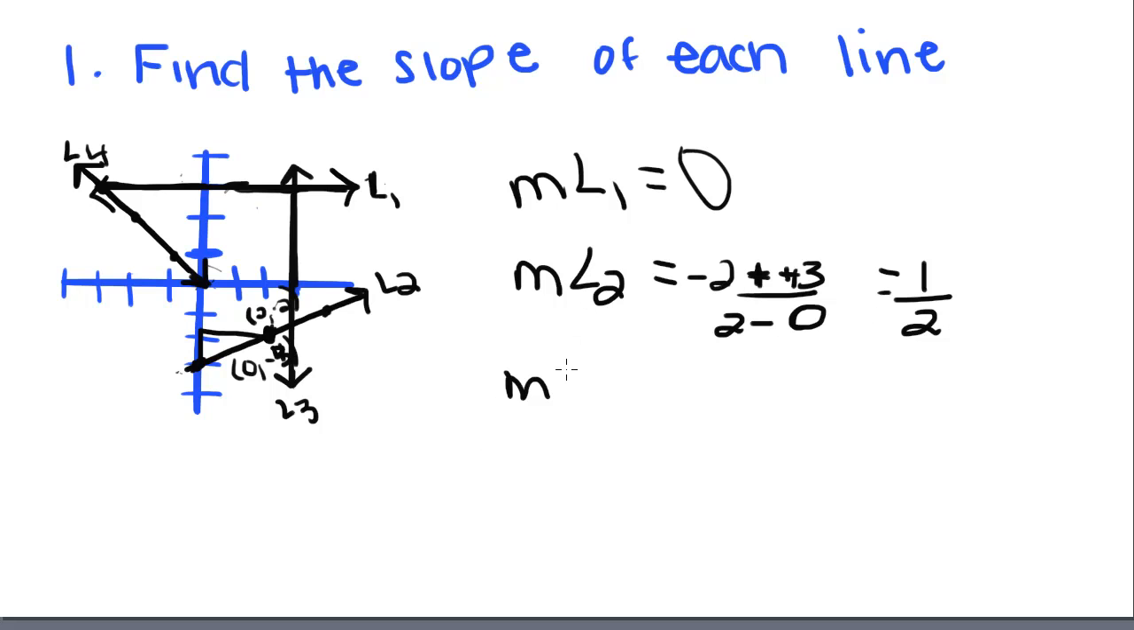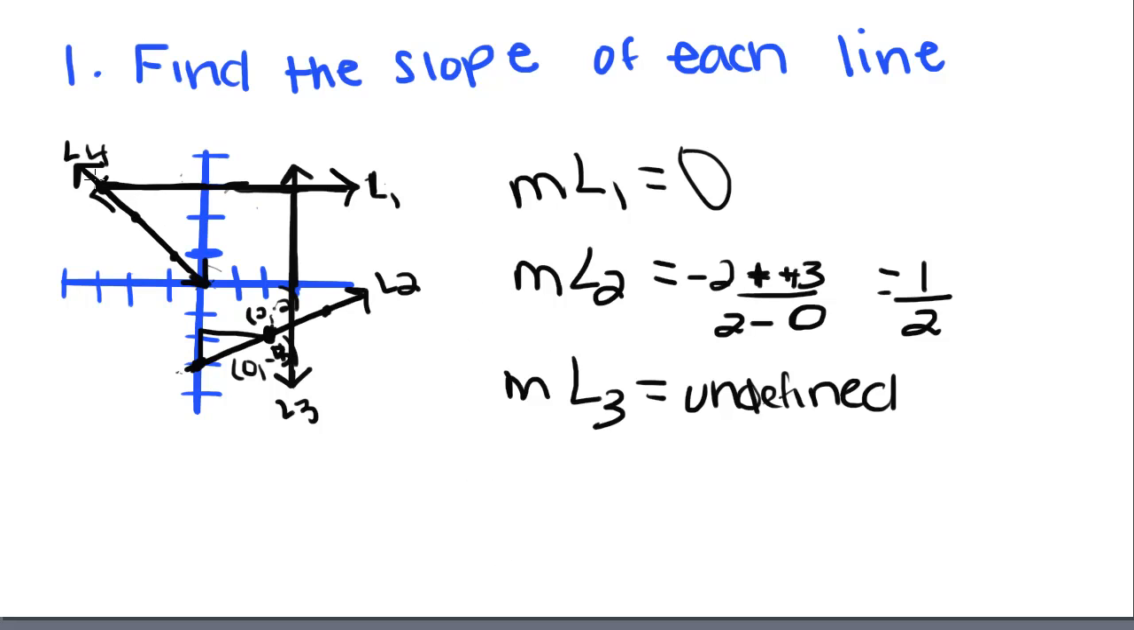So the slope of line 3 equals, line 3 is right here, and it's a vertical line. So right away, you should think it's an undefined slope. There's no other way to write that. All you do is say line 3 is undefined.